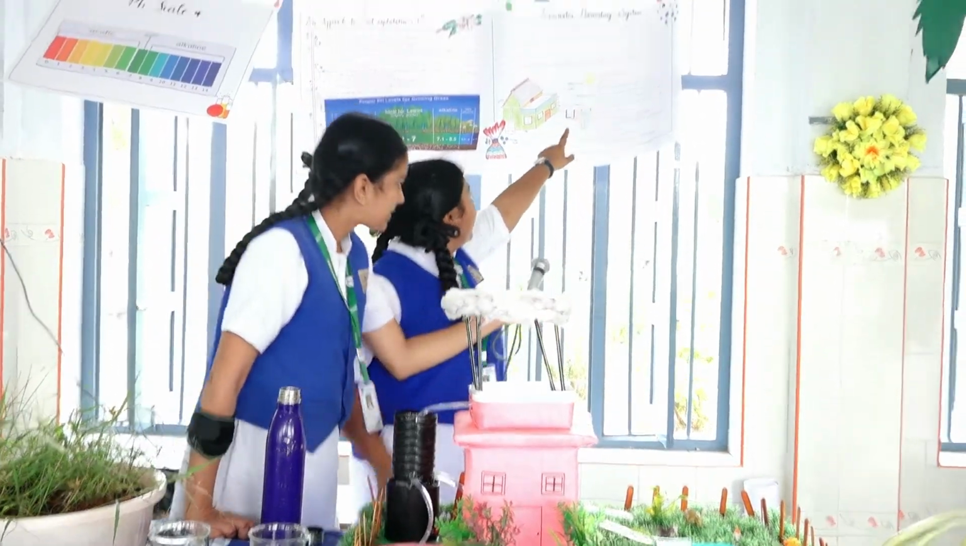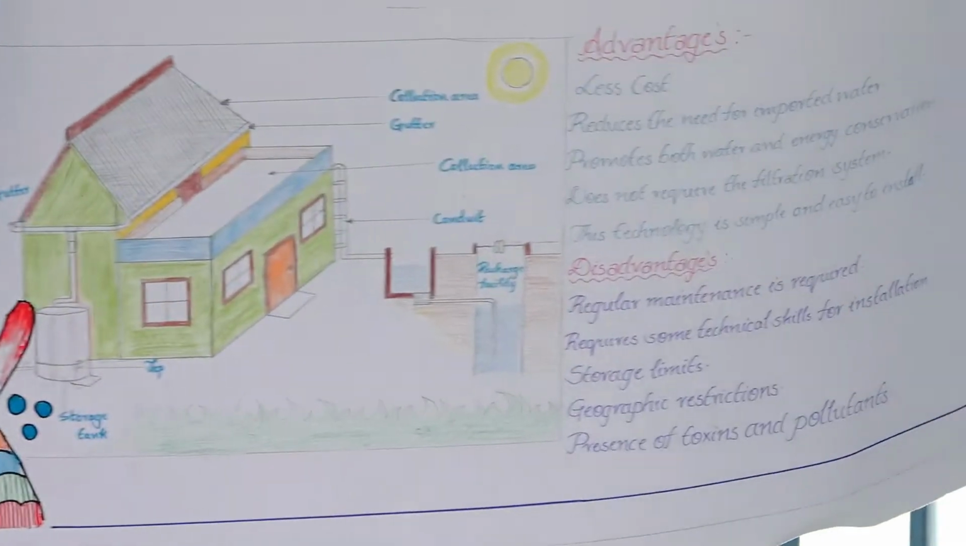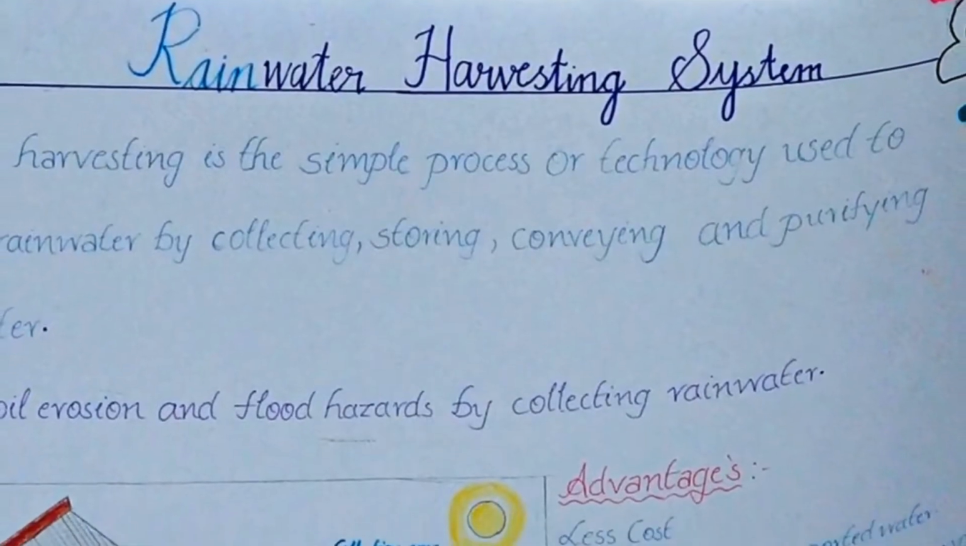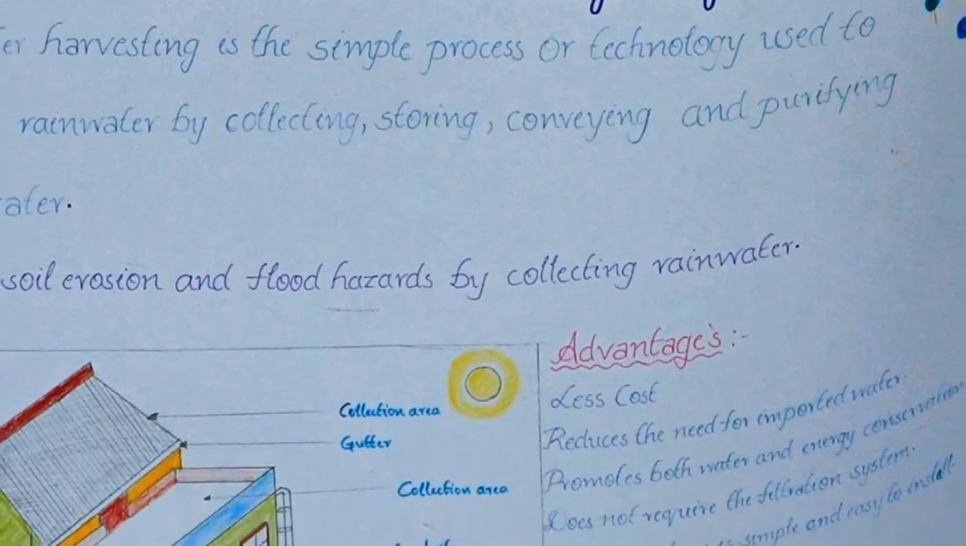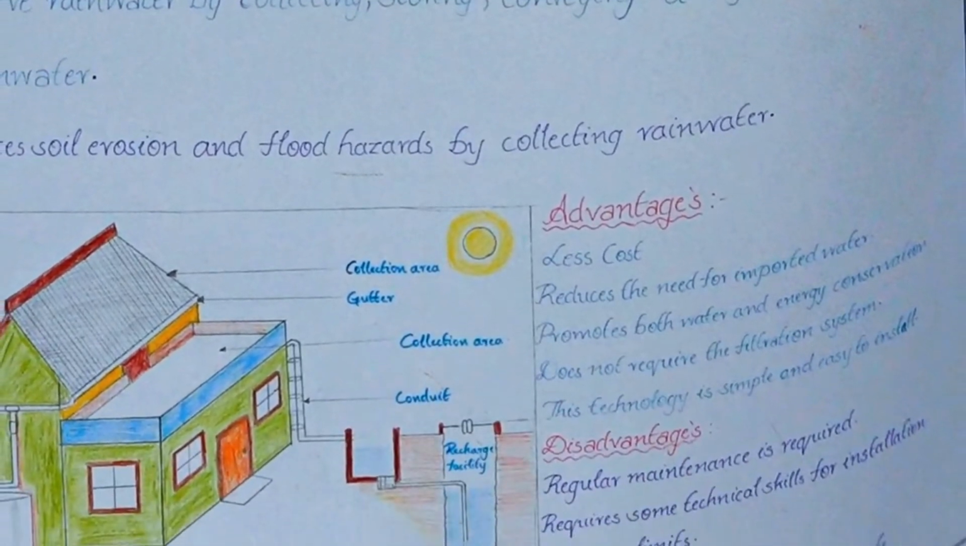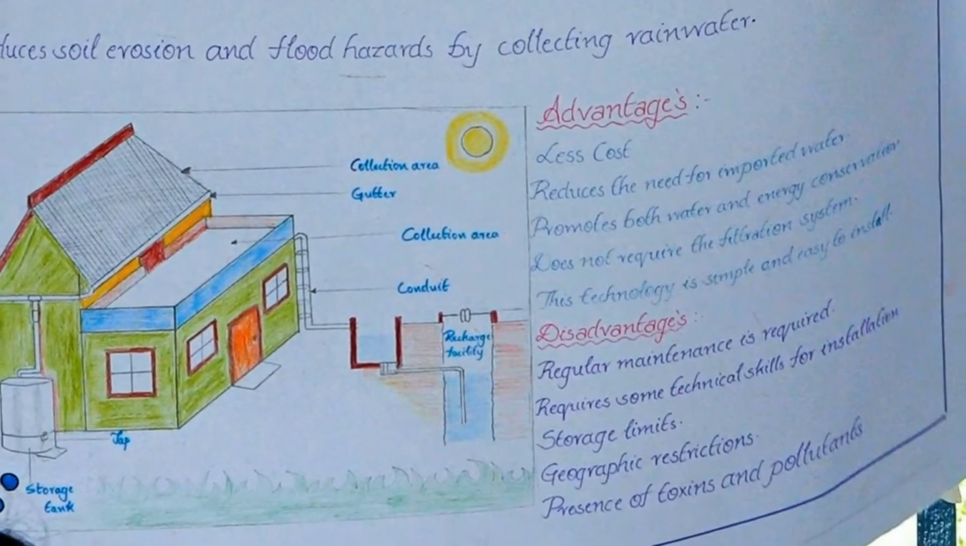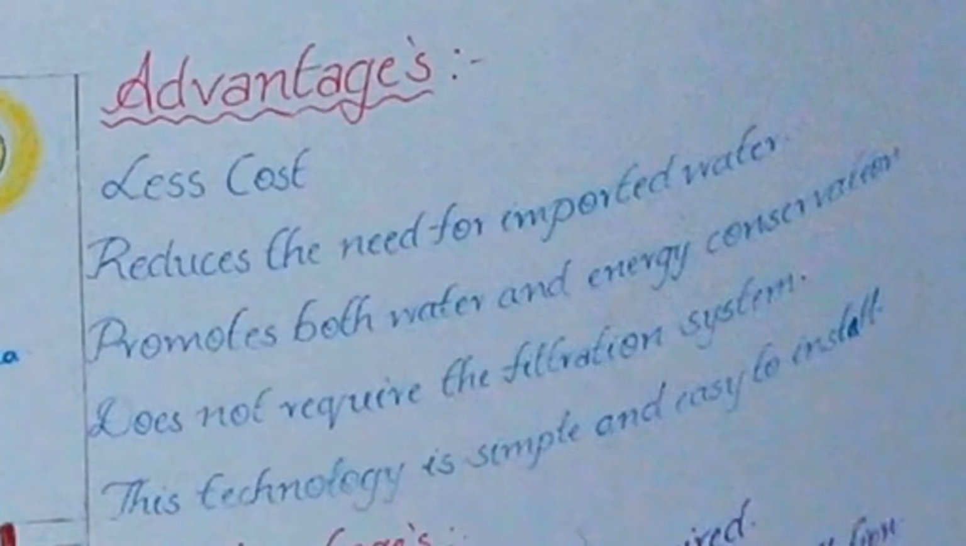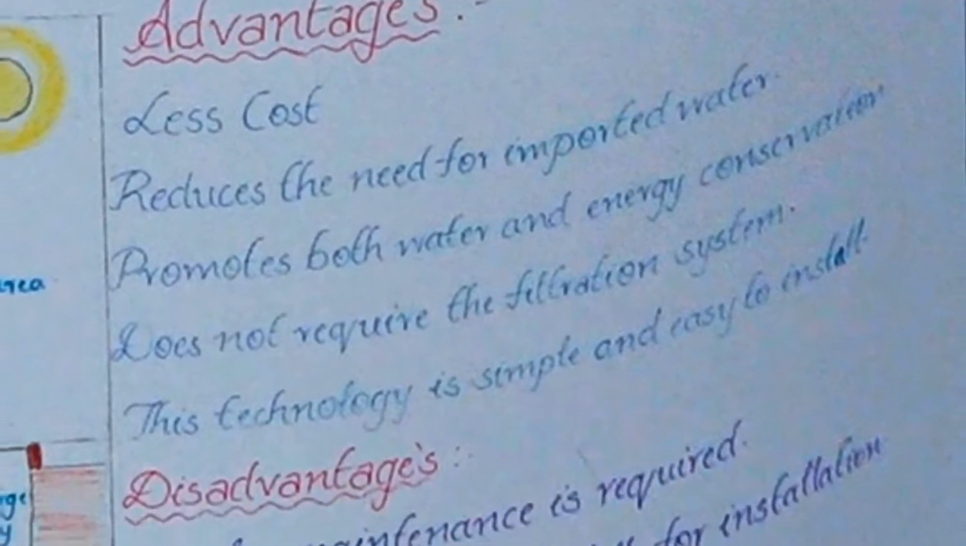See, advantages. It reduces soil erosion and flood hazards by collecting rainwater. Now it will be so useful for floods, any kinds of problems of water, excess rainwater. We can collect those excess rainwater. It will not destroy the monuments, everything. And advantages, less cost.